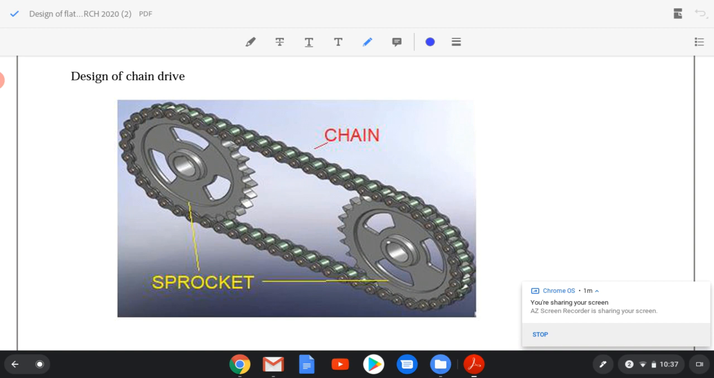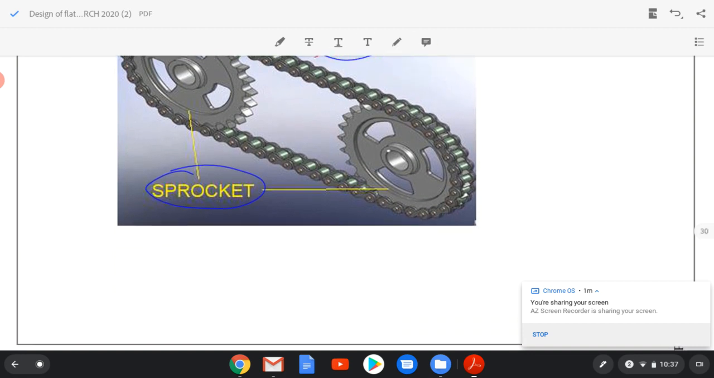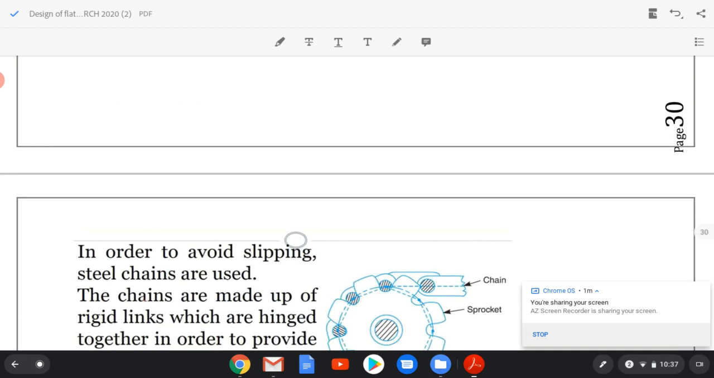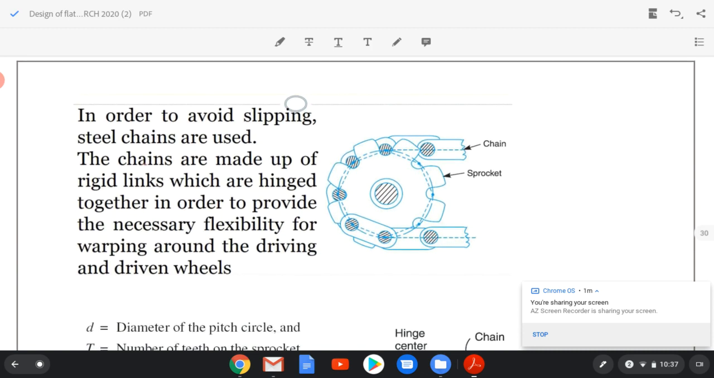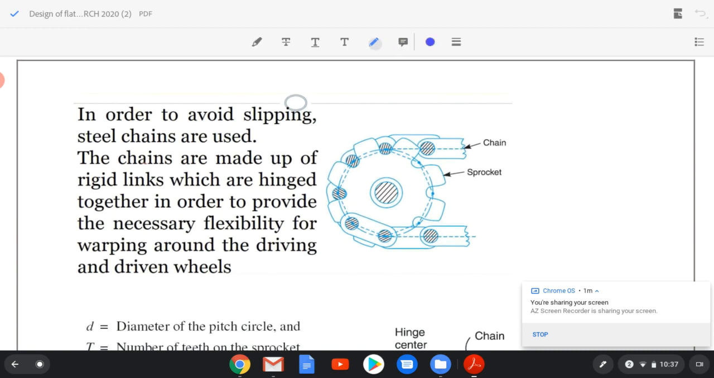So there is a chain and there is a sprocket. Now we'll see what are the other features of the chain drive. In the chain drive, the chains are made up of rigid links and they are hinged together in order to provide necessary flexibility for wrapping around the driving and the driven wheels, and these wheels are called the sprockets.